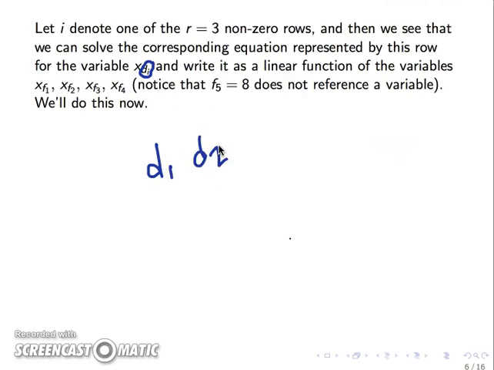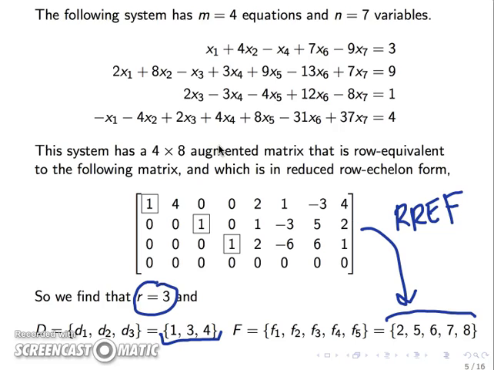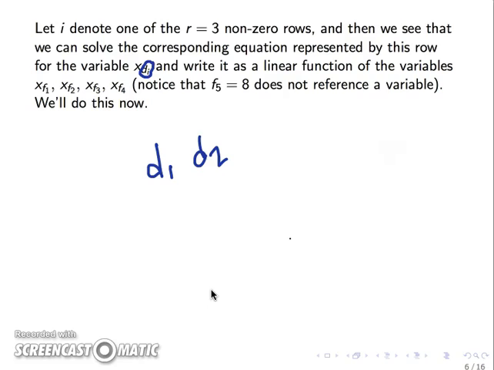Let's go maybe back one slide. Here we have D sub 1, D sub 2, and D sub 3. Well, each of those is simply 1, 3, and 4. So this is a way of denoting the indices on that particular set. And what we want to do is to now write the variables with indices on that other set, F.